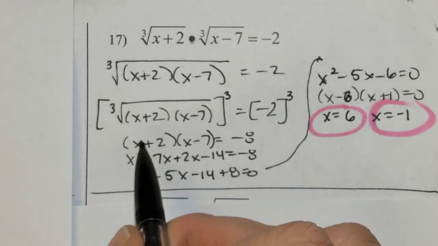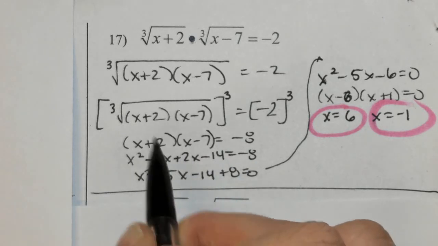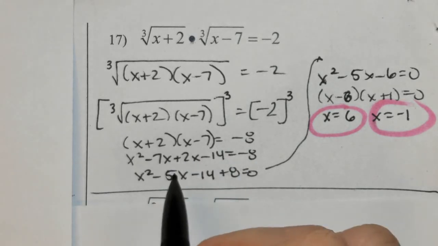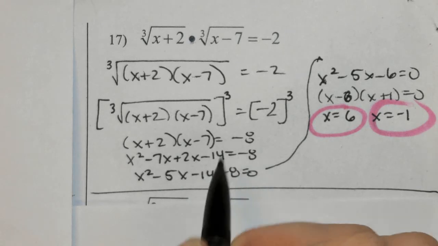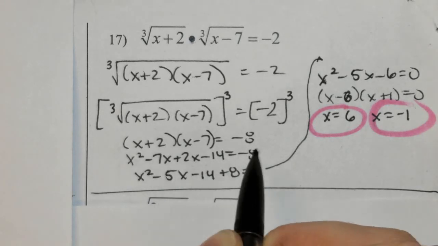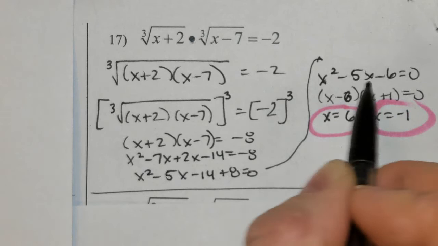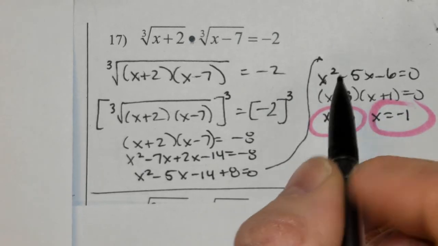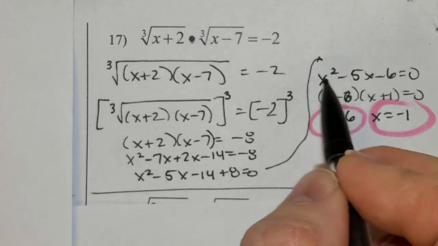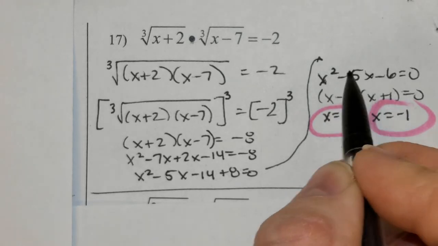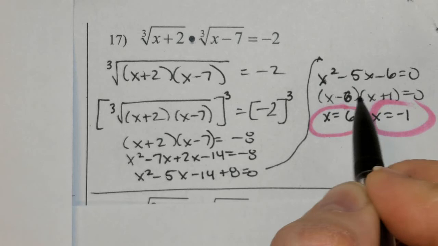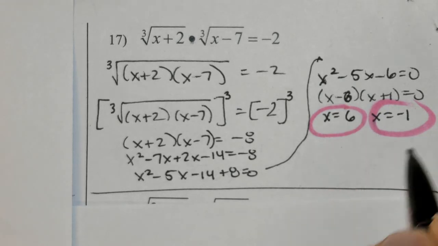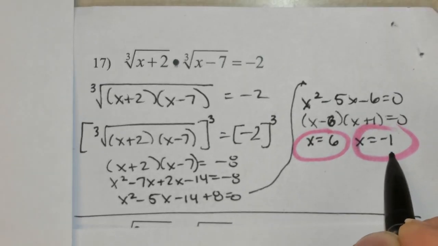Foiling the left, front, outside, inside, and last, and I combine like terms. And then I move the -8 over, making it positive, and I combine like terms. How can I solve this? Graph it to find the real zeros on a calculator. Use quadratic formula, or if it's easy, factor it. What two things multiplied to give you a -6 combined to give you a -5? So 6 is one answer, -1 is the other answer.